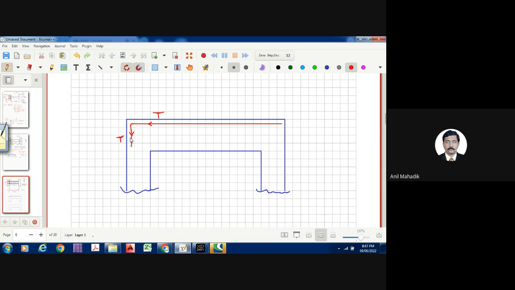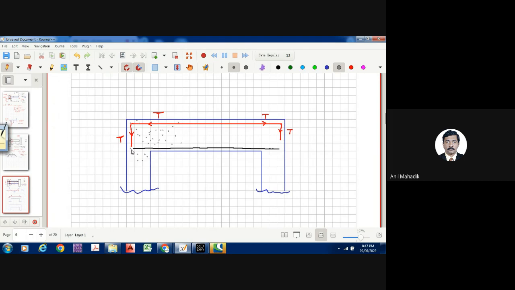Getting? Yes or no? यहाँ भी वैसे ये टेंशन यहाँ सपोर्ट पे और ये टेंशन कॉलम में पास. Now let me draw compression reinforcement also. So compression there is no problem actually because compression के लिए यहाँ concrete भी है. Don't forget there is a concrete here. So whenever I draw, don't forget there is a concrete.